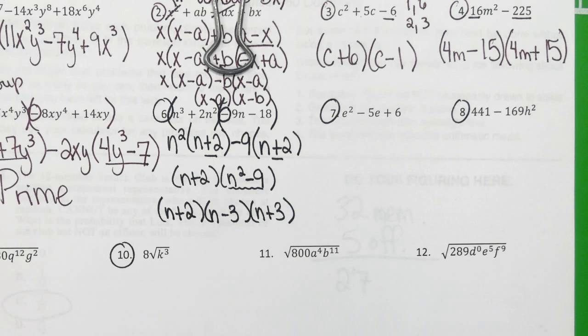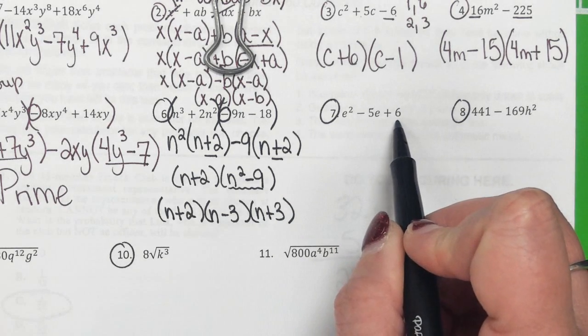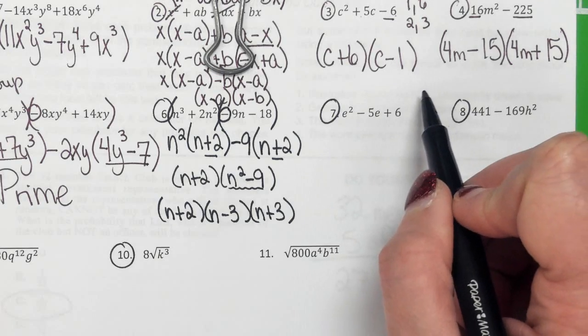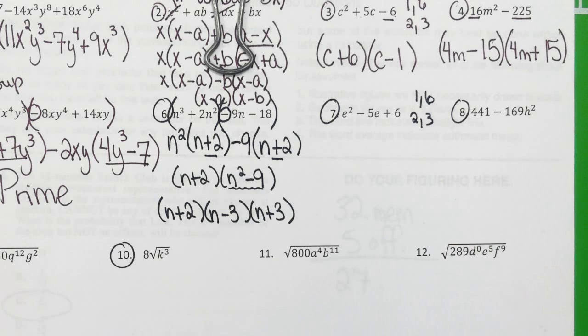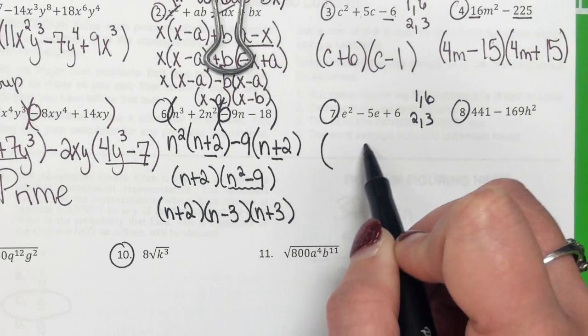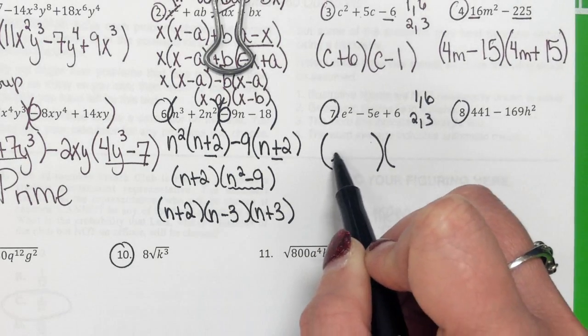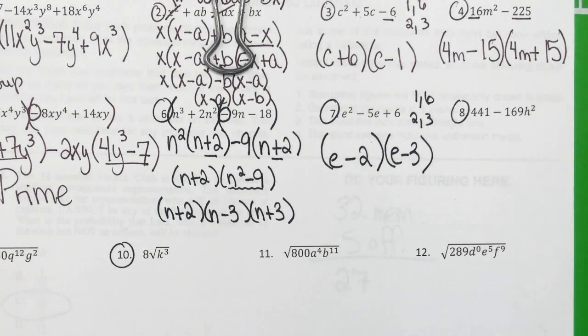Alright, number 7. Remember we talked about this yesterday. If you have a 5 and a 6, you have to be very careful to make sure that it multiplies to be positive 6, but it adds or subtracts to be negative 5. So which one does that, guys? 2 and 3, very good. How? Both negative. Very good.